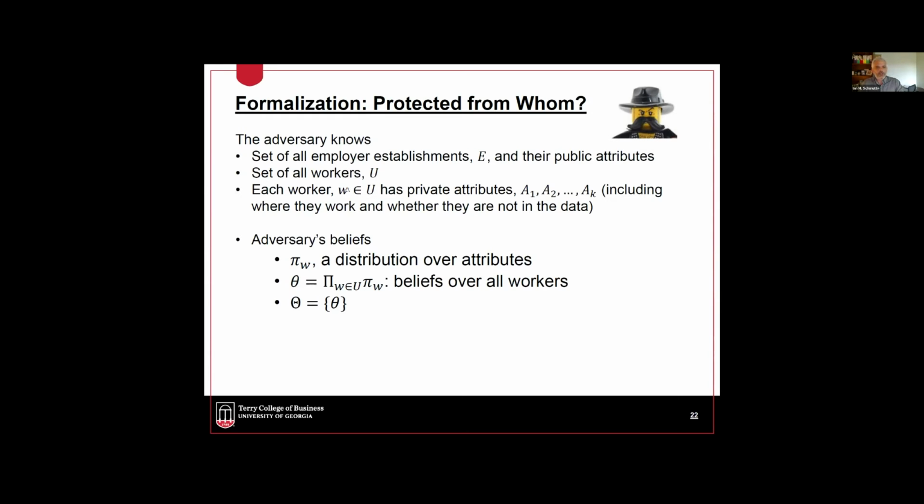And for each worker who could be appearing, they have private attributes. But again, the adversary doesn't know what those private attributes are. And one of those private attributes is where they work and whether or not they appear in the data at all. So the adversary is potentially trying to learn all of these characteristics. The adversary has beliefs that consist of a distribution over the worker's attributes, right? And then those can just be composed together to give prior beliefs about all of the workers that might appear in the data.